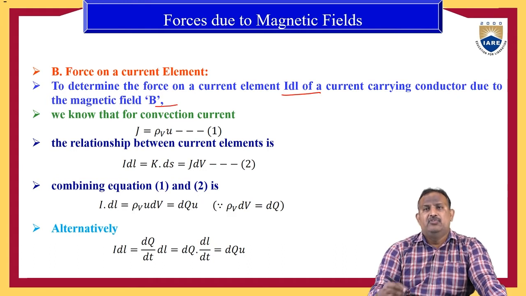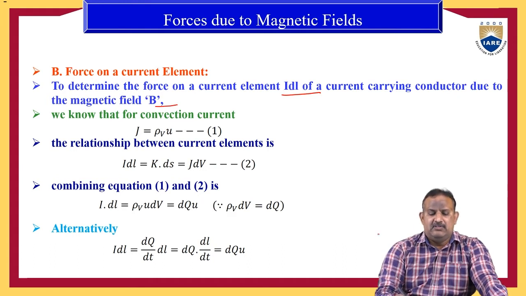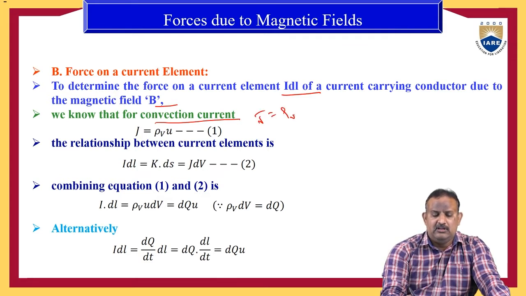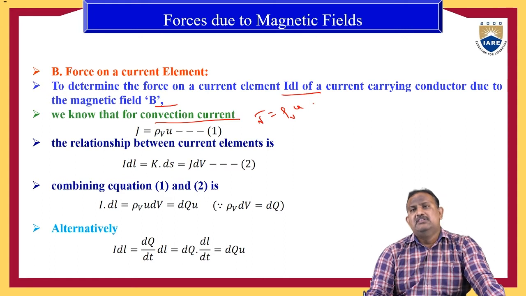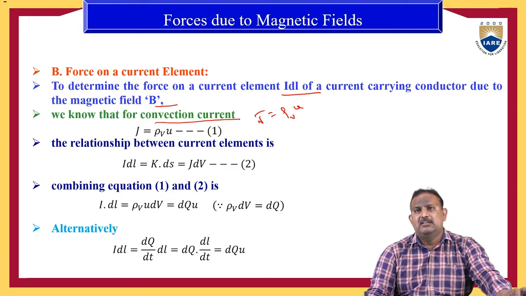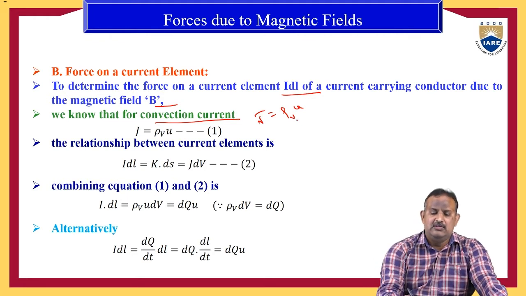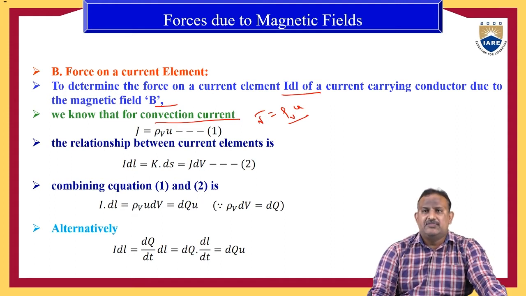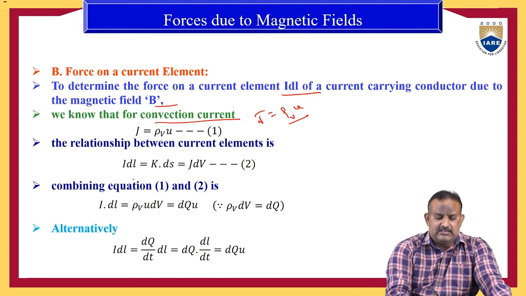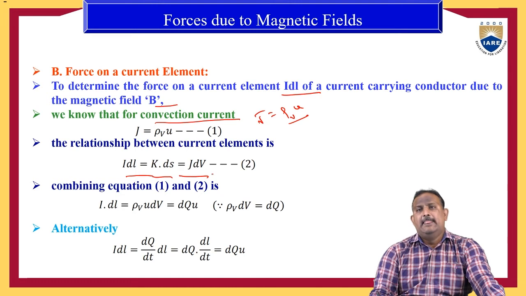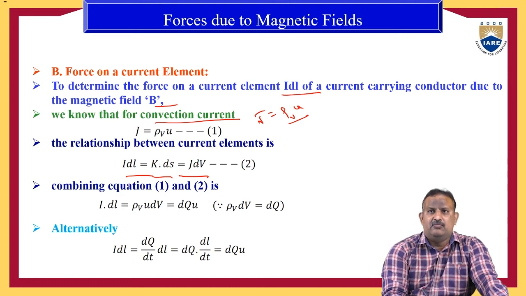Here we know that the convection or conduction current density J is equal to rho V into U, where rho V is the volume charge density and U is the velocity of an electron. There are three current elements: line current, surface current, and volume current. I dl is equal to K dS, which is equal to J dV.